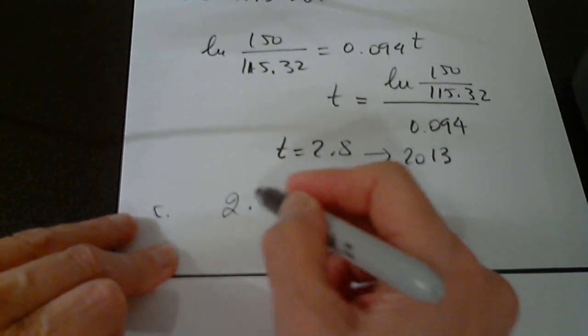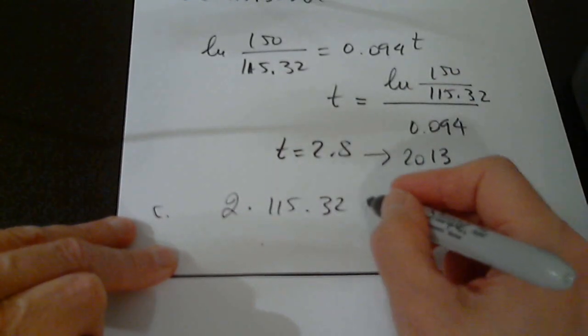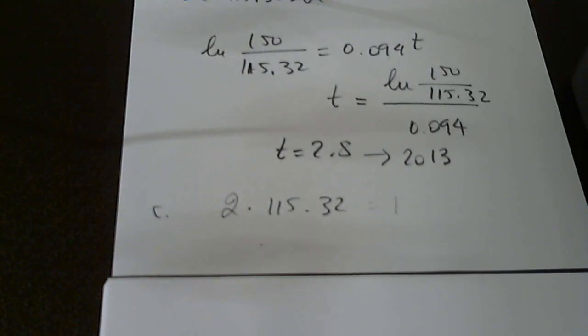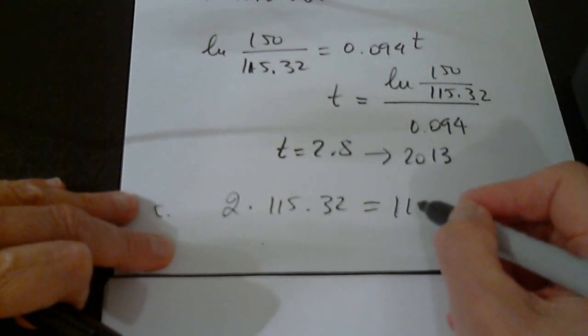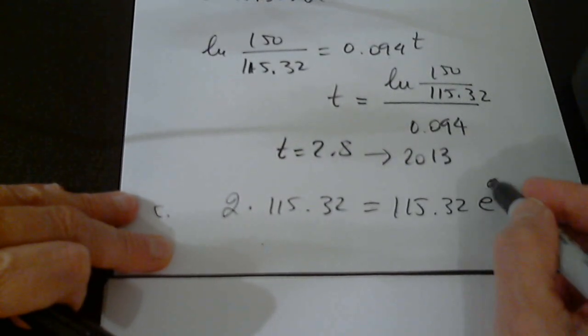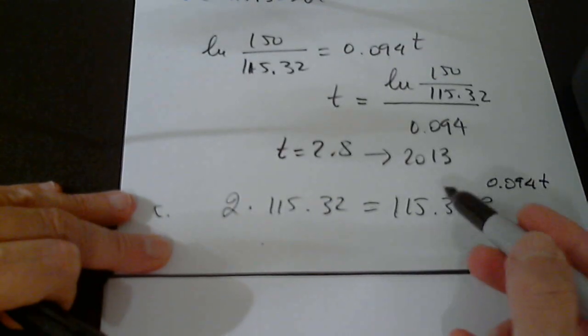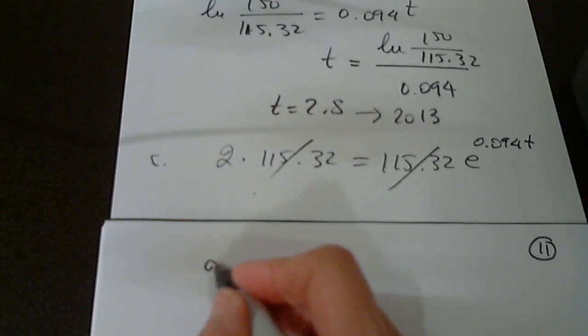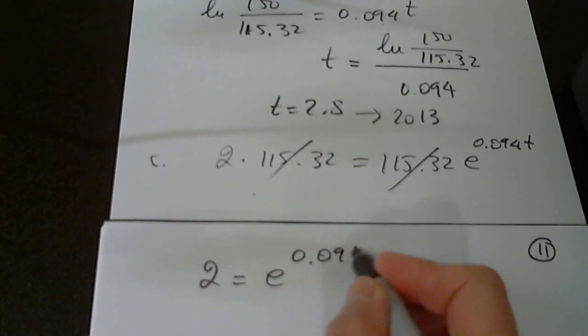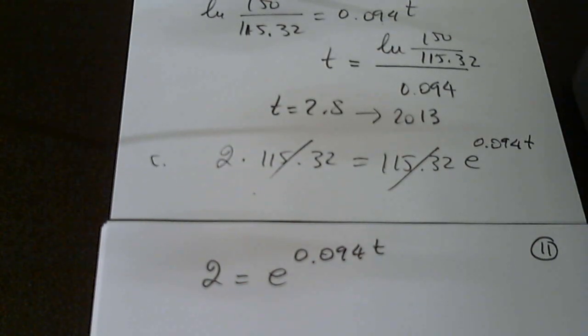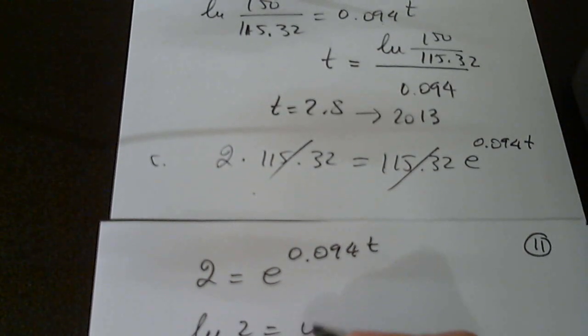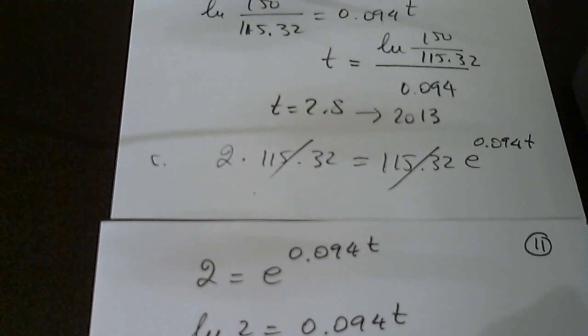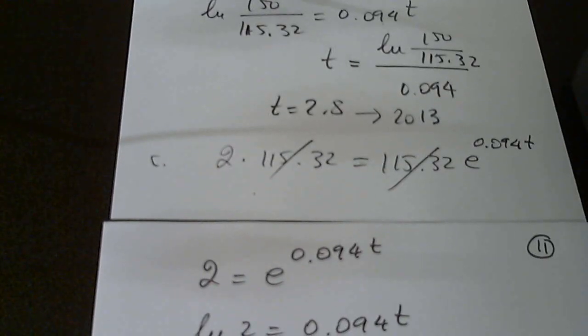I have 2 multiplied by 115.32 equals 115.32 e to 0.094t. Of course, I would divide both sides, and I get 2 equals e to 0.094t, as we did before. Yes, we apply natural log to both sides, and we divide natural log by the rate. That's it.